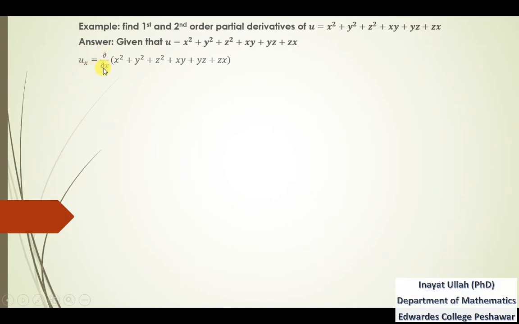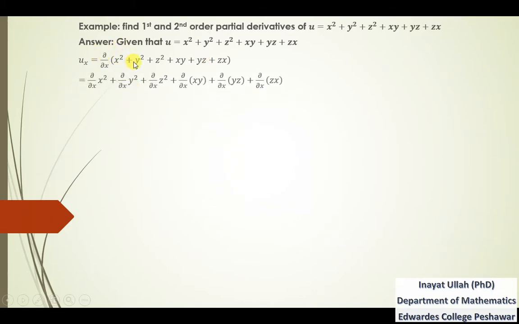So u is given to us, and the first order partial derivative of u with respect to x will be del by del x of this whole function. Now that is the partial derivative with respect to x, so y and z will be kept constant, so the derivatives of these two terms will be equal to 0. There is no x in yz, so the derivative of yz will also be equal to 0.